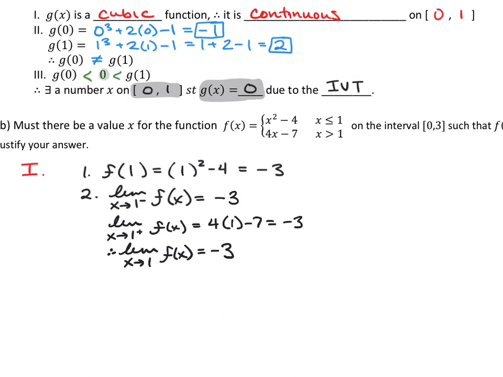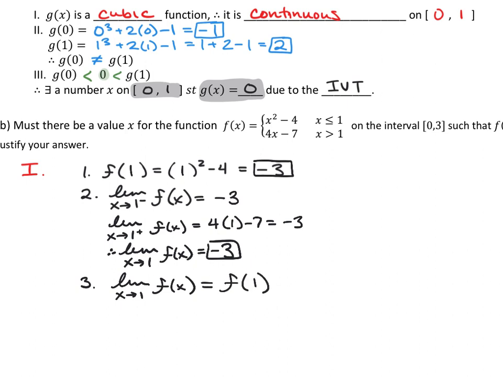The last step for continuity is just that steps 1 and 2 match. The number I got in step 1 is what? The number I got in step 2 is what? Okay, so we're good. So we write the statement, the limit as x approaches 1 of f of x is exactly equal to f of 1.